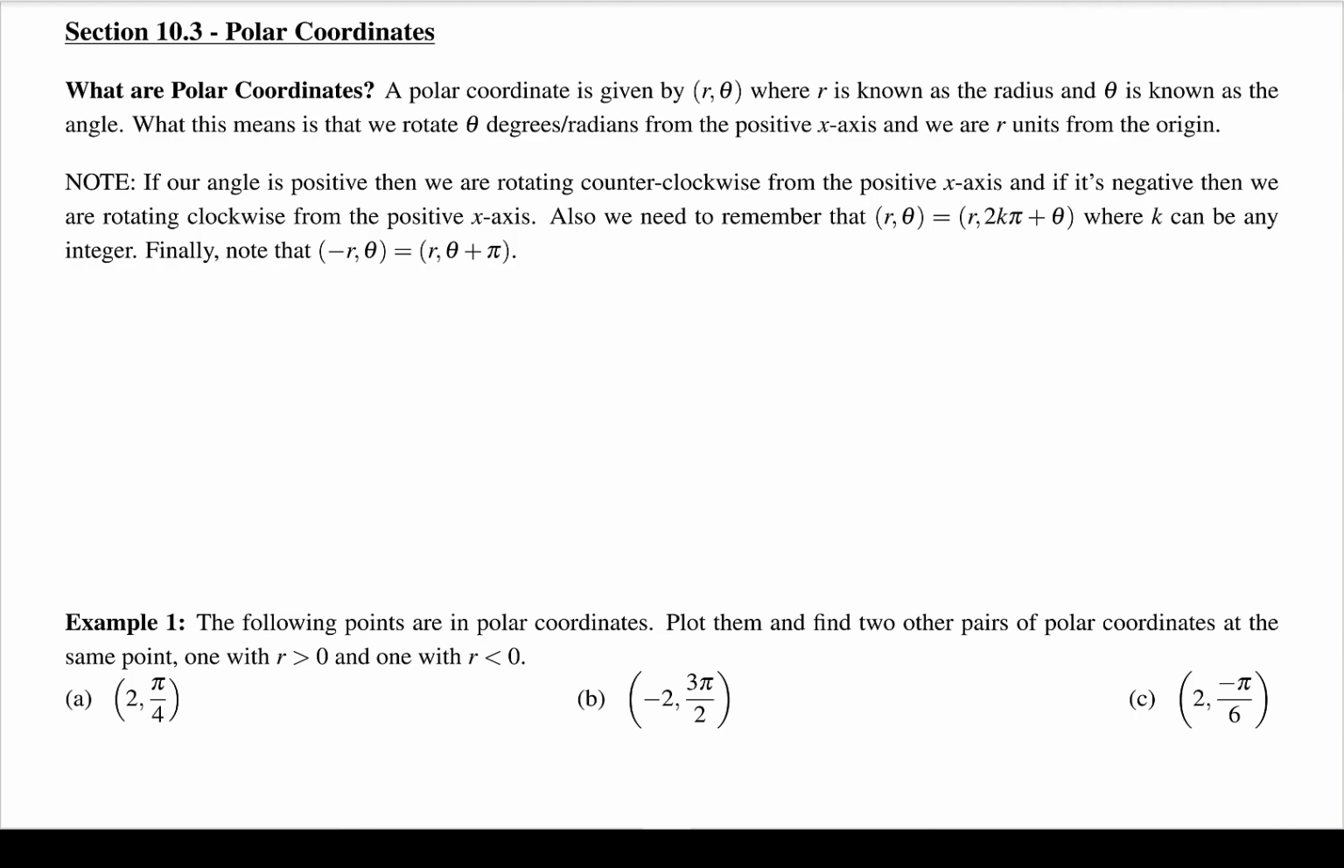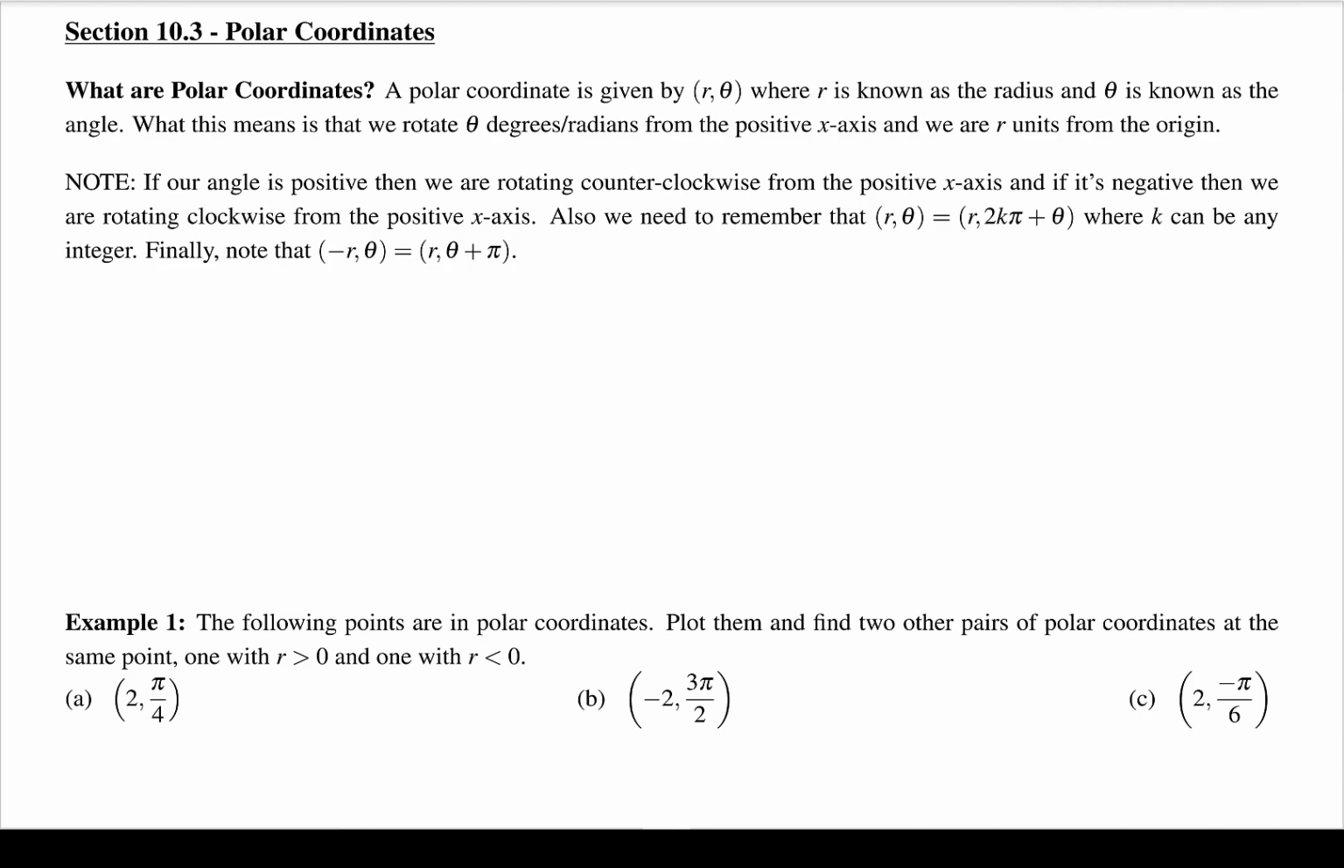Alright, so in this section we're going to be talking about polar coordinates. Most of us have probably seen these before, so these first few examples may be silly or easy for you, but they're going to lead up into building the skills that we need for the next section.